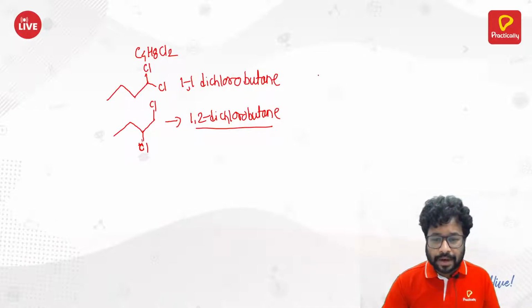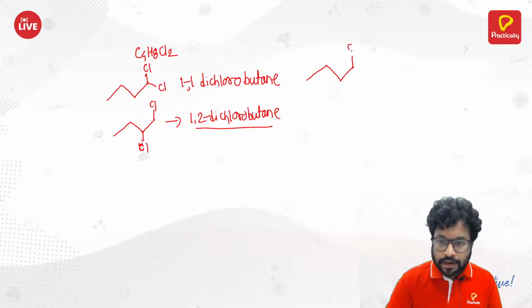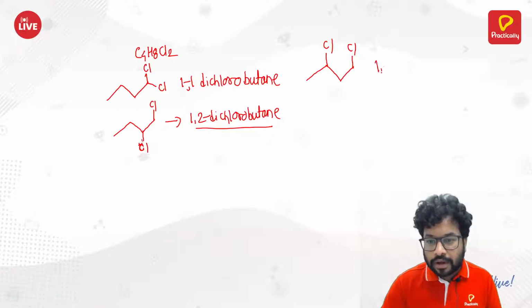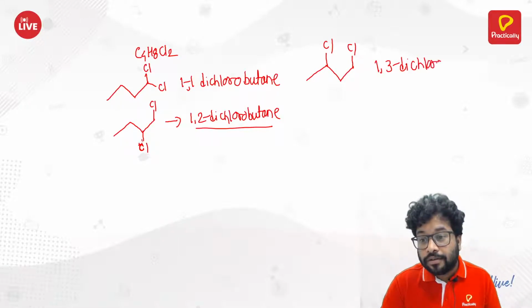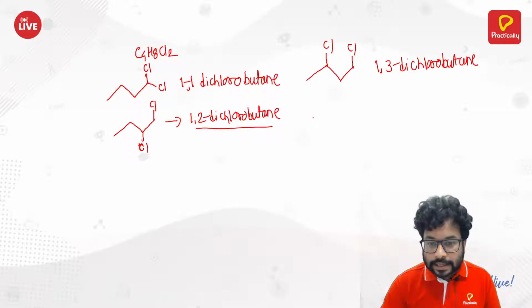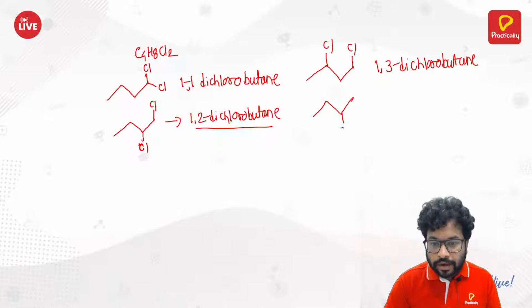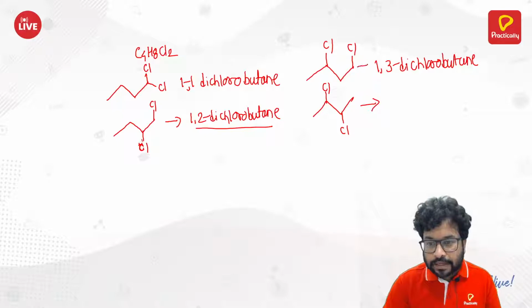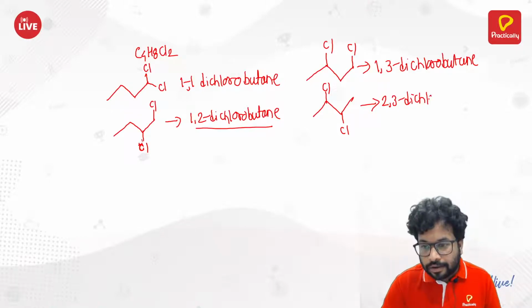What can we have apart from this? Chlorine here, chlorine here. Now what is the name of this compound? 1, 3 dichlorobutane. And lastly, you can have chlorine here and chlorine here. Now what do you name this compound as? See, 1, 2, 3, 4. 2, 3 dichlorobutane.